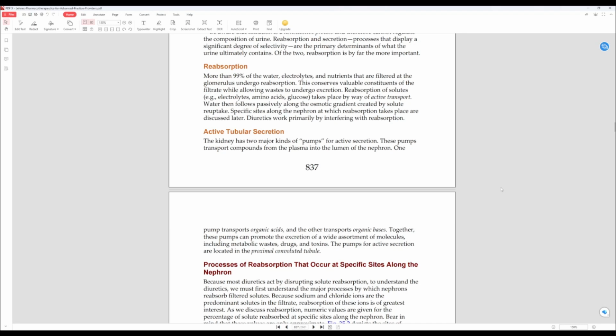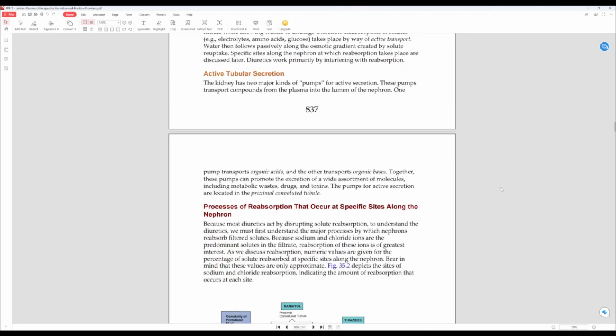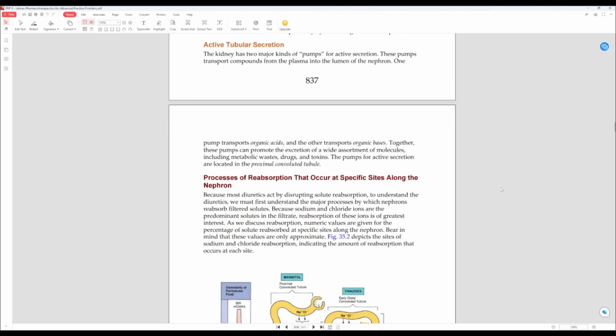The active tubular secretion. The kidney has two kinds of pumps for active secretion. These pumps transport compounds from the plasma into the lumen of the nephron. One pump transports organic acids and the other transports organic bases. Together, these pumps can promote the excretion of a wide assortment of molecules, including metabolic waste, drugs, and toxins. The pumps for active secretion are located in the proximal convoluted tubule.